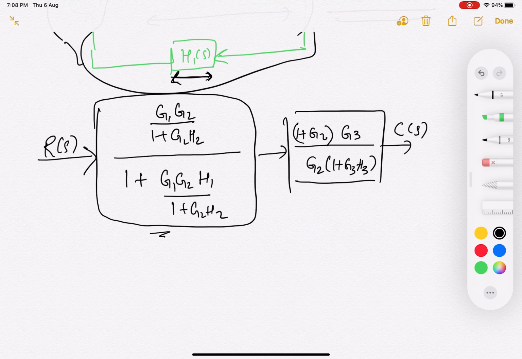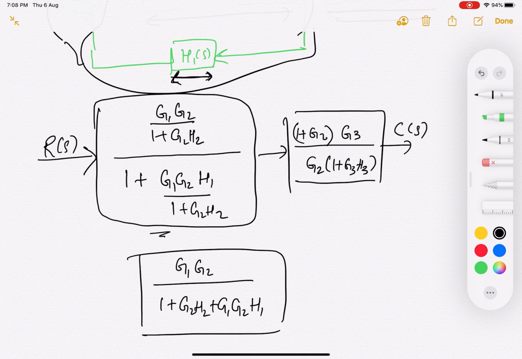The first block here can be simplified: G1 G2 divided by 1 plus G2 H2 plus G1 G2 H1, right? So I'm multiplying and dividing by 1 plus G2 H2. So I get G1 G2 in the numerator, and 1 plus G2 H2 plus G1 G2 H1 in the denominator. So this is this block.